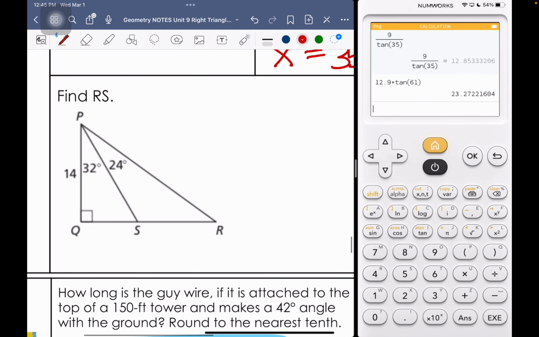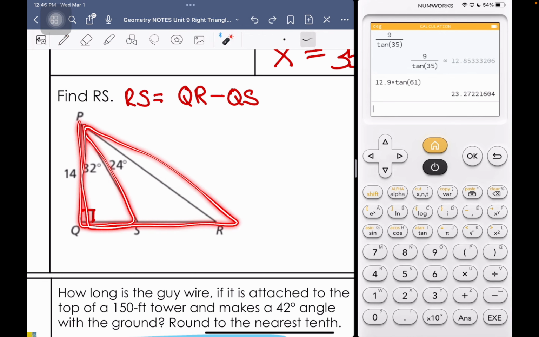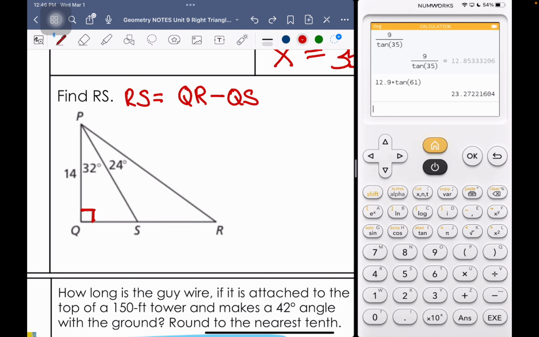Okay, find RS. One thing about trig ratios: you can only use them in triangles that are right triangles. Previously we've been finding this middle segment, but in this triangle, PSR, this is not a right angle. So to find RS, you have to find QR and then subtract QS, because we have a right triangle here and a right triangle here. So first, let's find this segment. We're going to find QS.